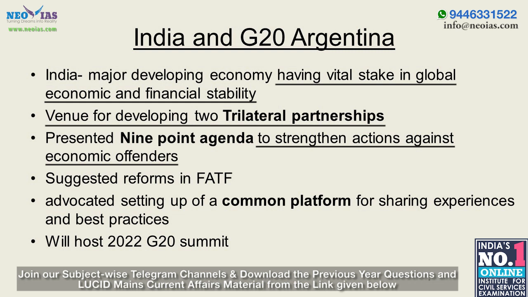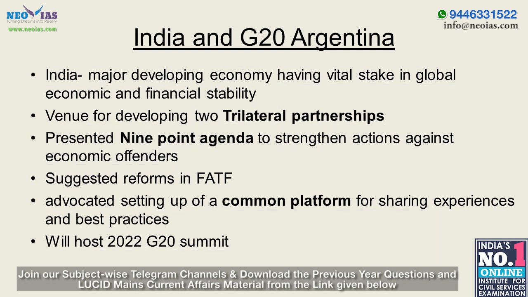For this, India put forth a 9-point agenda which calls for greater cooperation among its member nations. India has also suggested changes in the Financial Action Task Force, or the FATF, especially on matters of bringing about a standard definition to the fugitive economic offender. To enhance cooperation and share best practices, India has also suggested the creation of a common data sharing platform. India has also agreed to host the G20 in 2022, which also marks the 75th year of our independence.